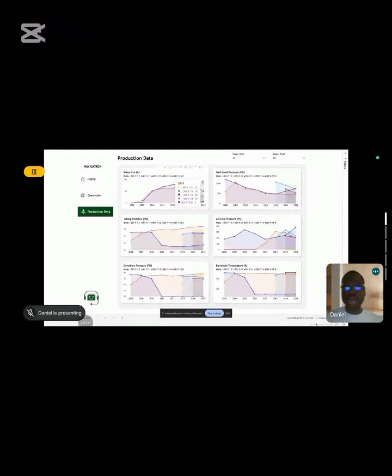I mean, up to here, we're having up to 92% water production, water cost. That is horrible. At this point, shut down this well. So this is where domain and contextual knowledge comes into play.